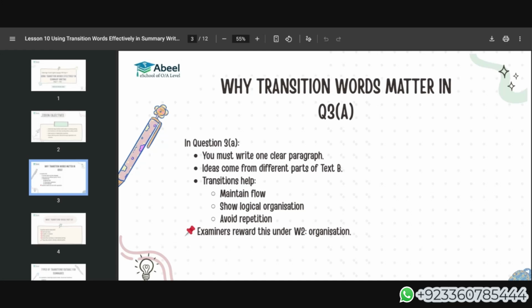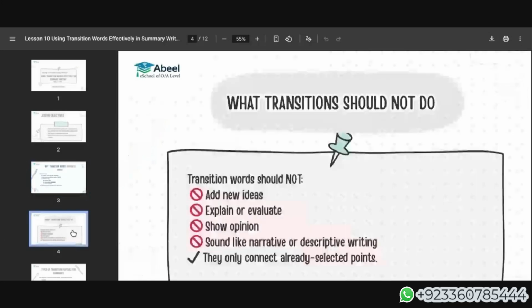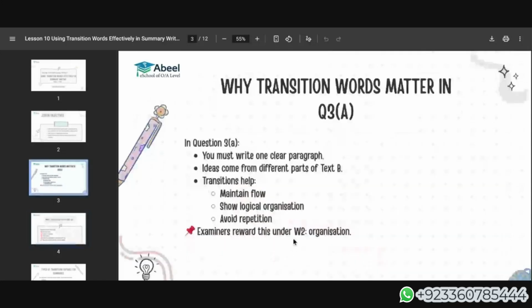Now, why do transition words matter in question 3A? You must write one clear paragraph. Ideas come from different parts of text B, and obviously we are taking different ideas from the text. These transition words are going to help in maintaining the flow of ideas, show logical organization of ideas, and we are not repeating the points. If you see this writing objective 2, known as organization, this is what we have to consider. This is why we are using these transition words, in order to meet this target.